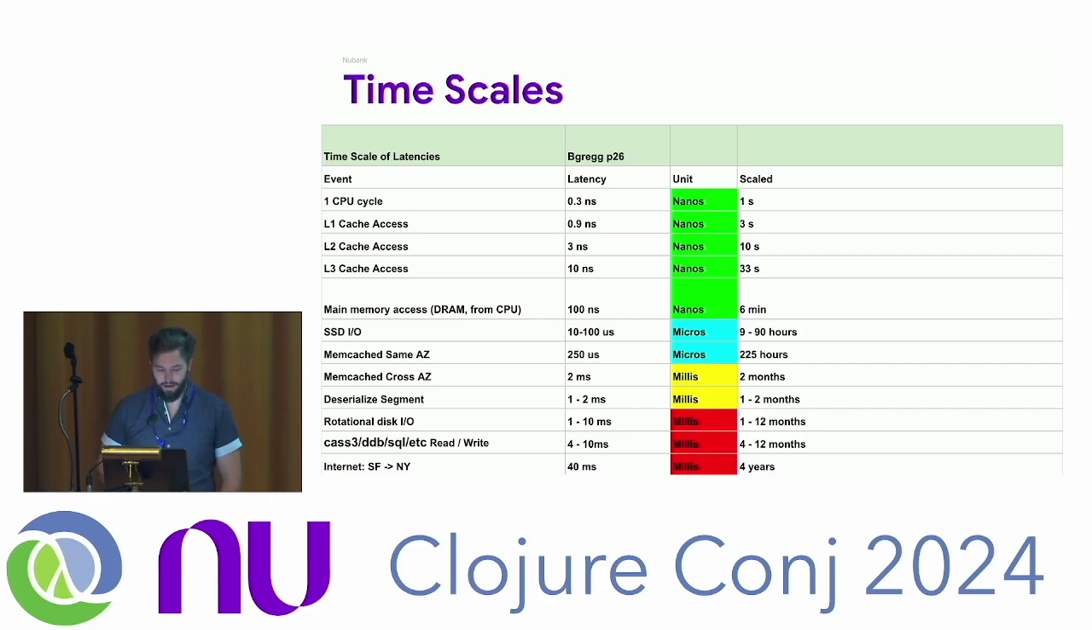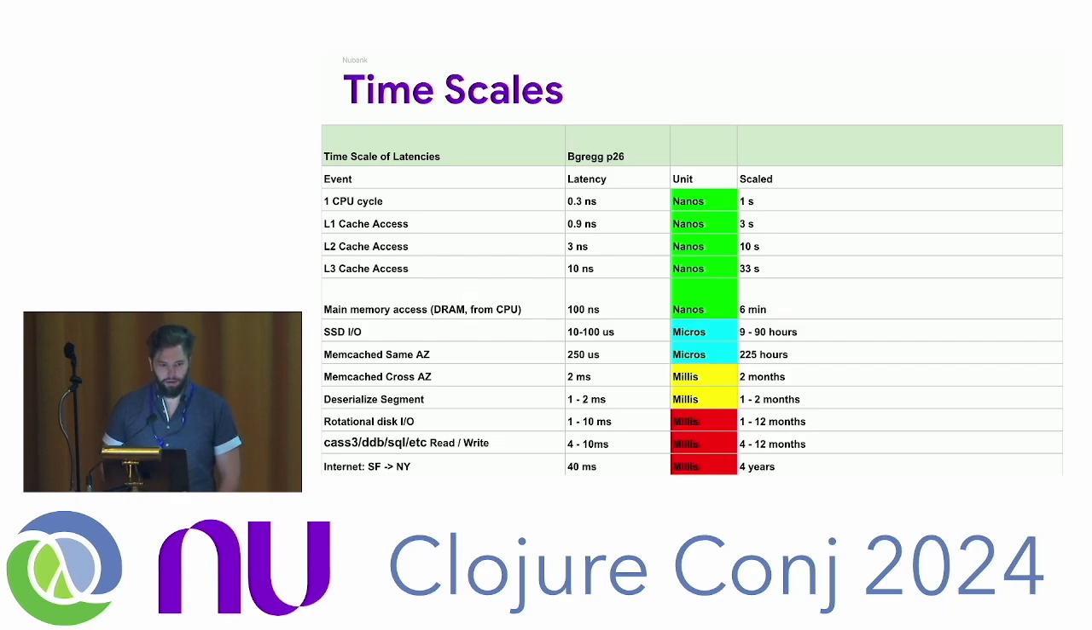33 seconds at the L3 cache in a CPU all the way up to 6 minutes, which is a lot, but not nearly as much as going outside of main memory. Even to an NVMe SSD, it's 10 microseconds, which is 9 to 90 hours, as opposed to 6 minutes. And it just gets catastrophically worse from there.